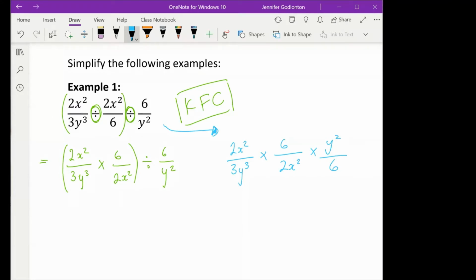Okay, so now your current goal, if you're at this point, is I want you to be focusing. So our first step was focusing on KFC. The second step is I want you to focus on cross simplification. Okay. So first step, sorry, KFC.